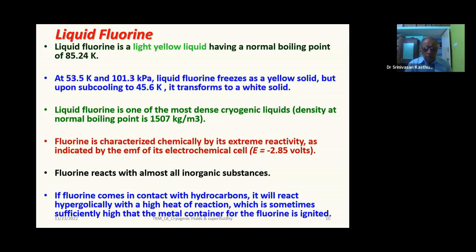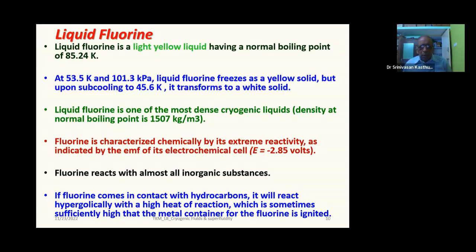Now let's try to consider fluorine. Liquid fluorine is again a light yellow liquid. It has a normal boiling point of 85.24 Kelvin. At 53.5 Kelvin and 1 atmosphere, liquid fluorine freezes into a yellow solid, but upon subcooling further, it transforms to a white solid.